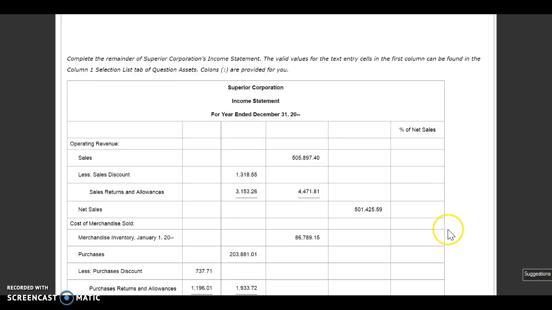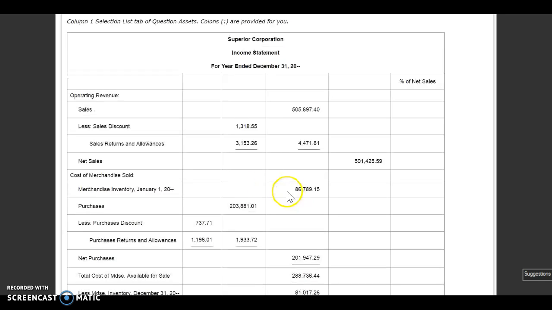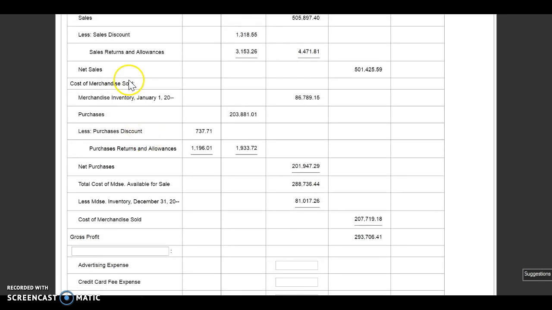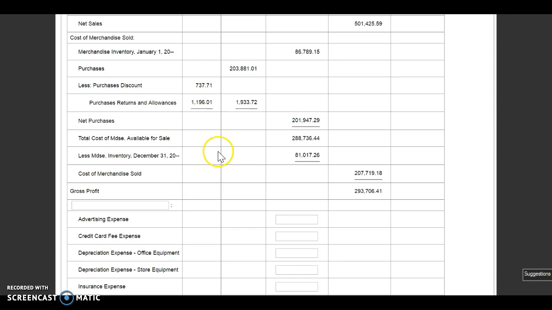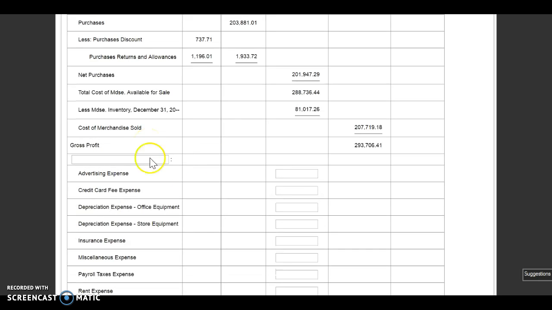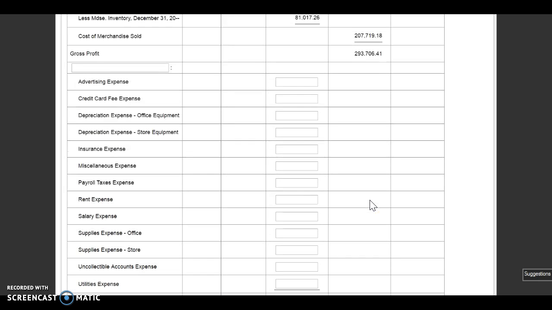And then our adjusted trial balance. We've already filled in the top part. So we filled in our operating revenue section, our cost of merchandise sold section. We figured out what our gross profit is. So now we have our next section. This section is pretty easy. It's just copying down numbers really.